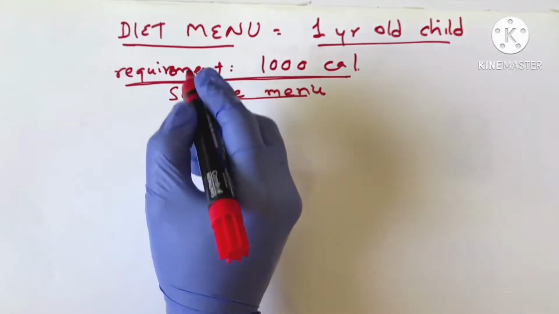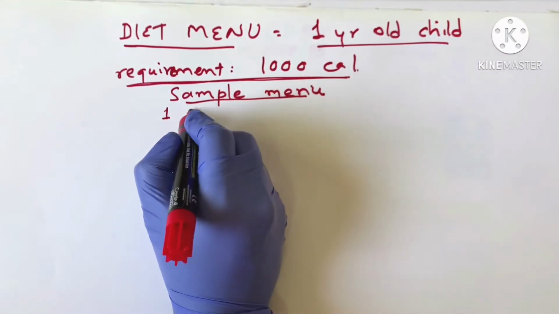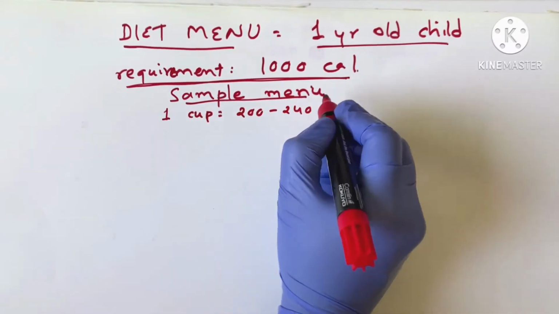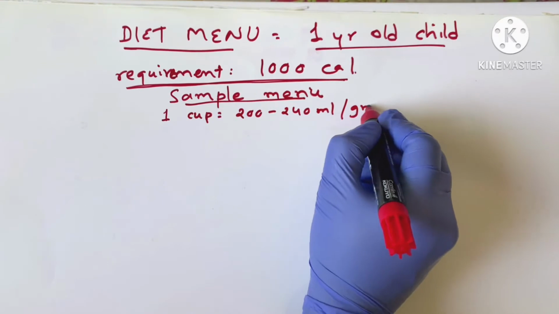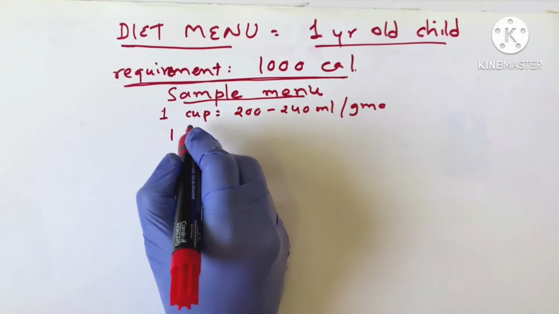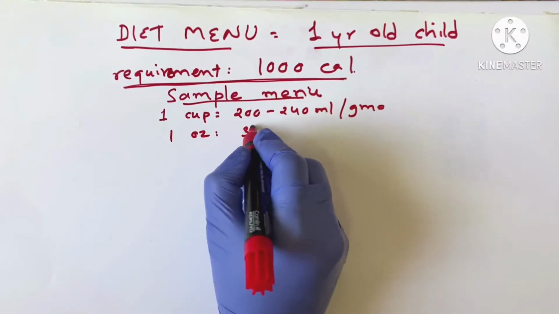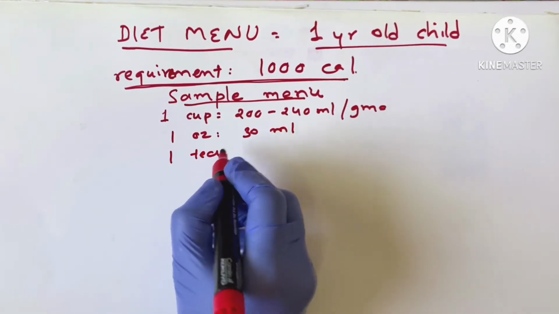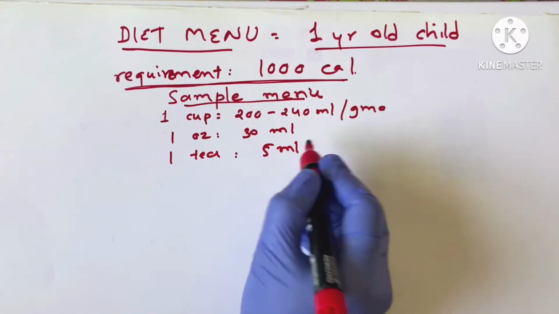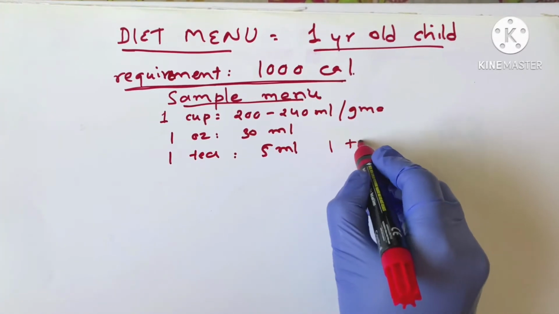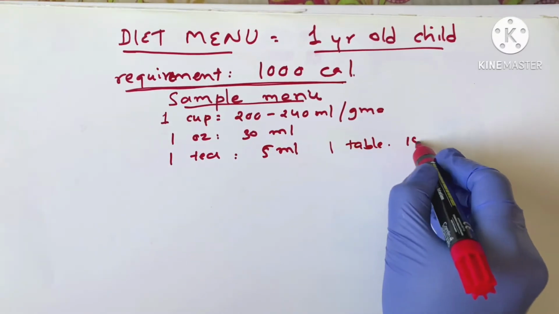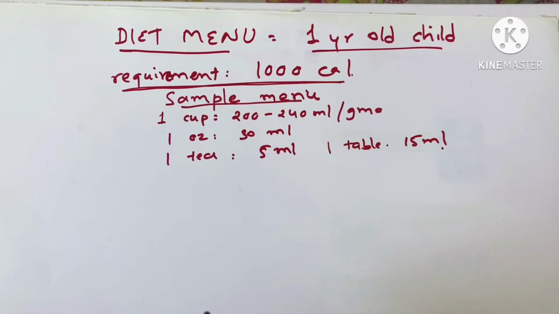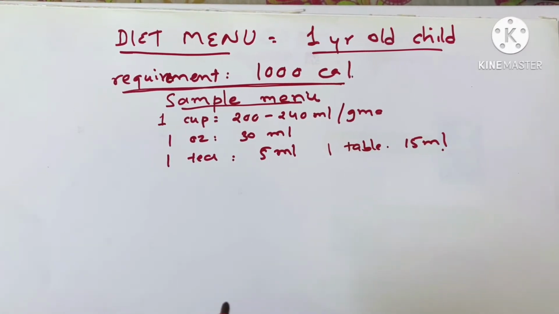So during the servings, 1 cup is equal to somewhere around 200 or 240 ml or gram of food. 1 ounce is 30 ml. 1 teaspoon is equal to 5 ml. 1 tablespoon is equal to 15 ml. Now let's see how we can serve the child.